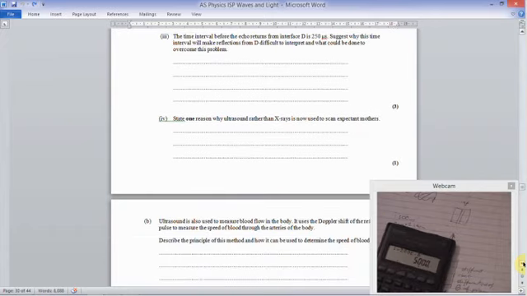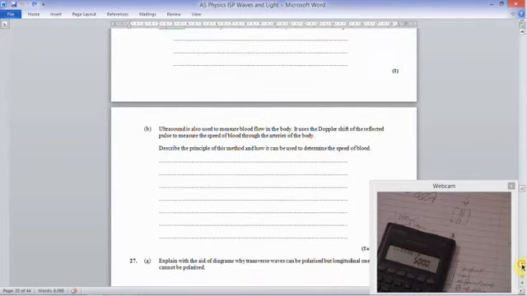State one reason why ultrasound rather than X-ray is now used to scan expectant mothers. We know that X-rays are ionizing, ultrasound is not. Ionization can cause tumours, damage and mutations to the baby, which is still in a lot of mitosis with a lot of growth taking place. So we don't want any mutations to take place there. However, ultrasound is non-ionizing radiation, so no issues whatsoever. Ultrasound, non-ionizing. X-rays, ionizing.